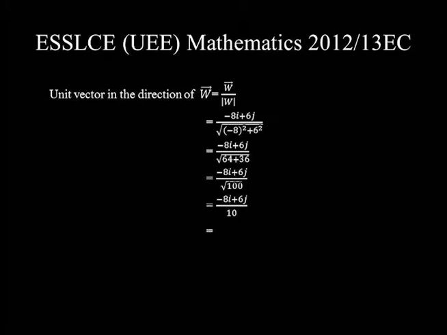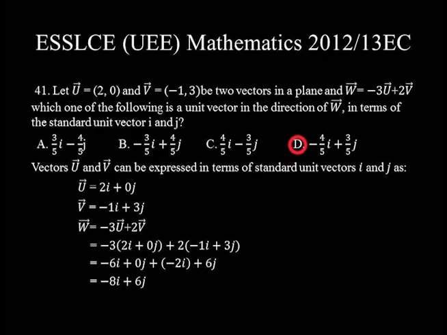This is equal to negative 8i divided by 10 is negative 4 over 5 i plus 6j divided by 10 is 3 over 5 j. Why we call this vector a unit vector? Because its magnitude is 1. Thus choice D is the correct answer.